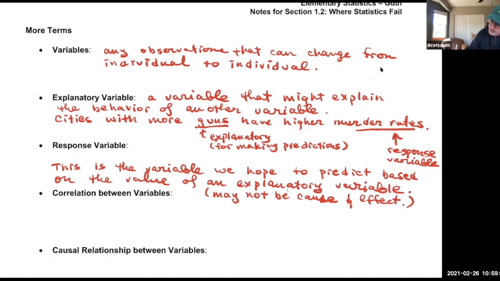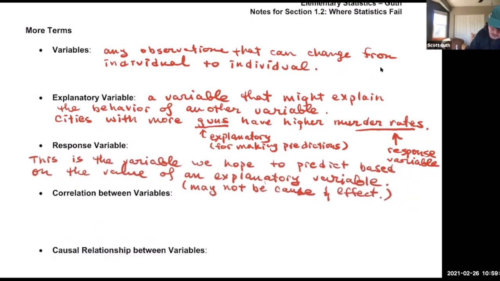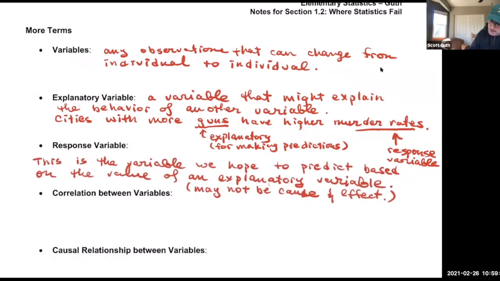Some variables have relationships between them, but one is not causing the other. So I know, as you age, you get more cavities in your teeth, but it's not really your age that causes the cavities. The variables do relate. I could predict with some reliability that you have more cavities when you're older. So there's a predictive nature there.